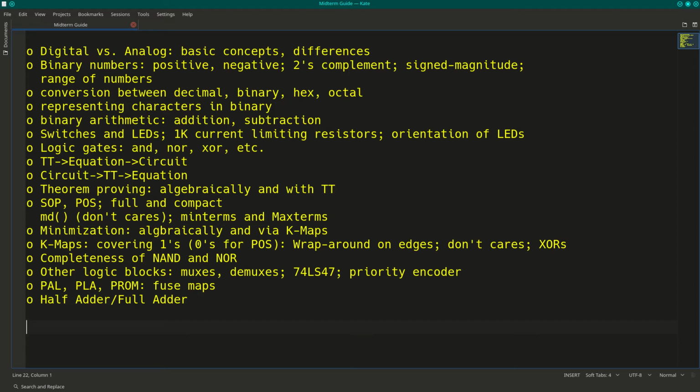Logic gates: AND, OR, NAND, NOR, XOR, XNOR, and NOT. Right, those are your basic gates. You should know what the symbols are for them, what they do. You should be able to write a truth table for them. And then the general goal is to go from a truth table to an equation to a circuit, or from a circuit to a truth table to an equation. Actually, probably go from a circuit to an equation to a truth table.